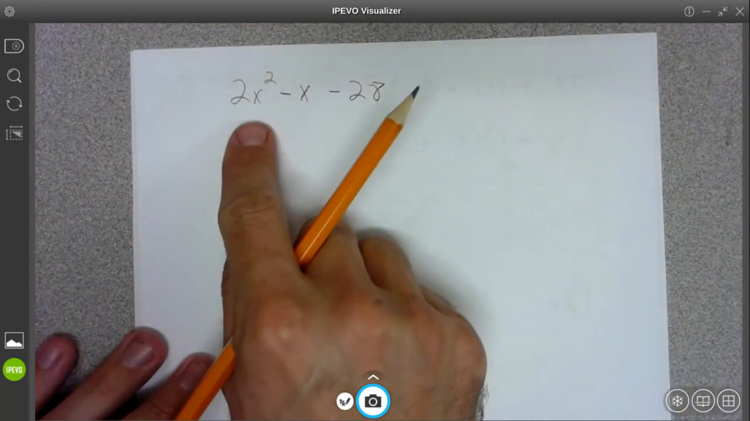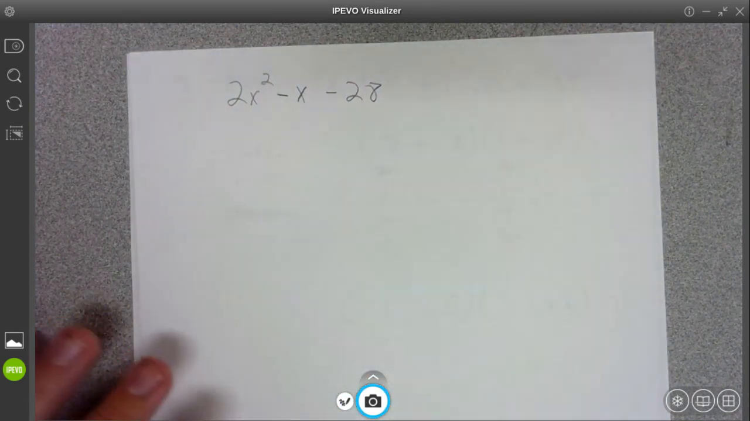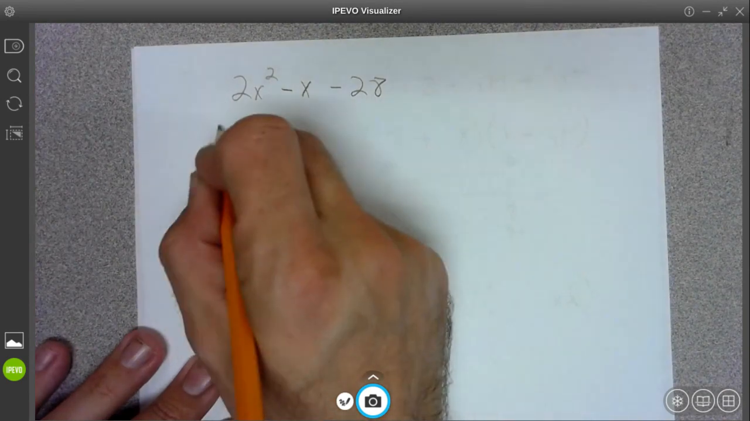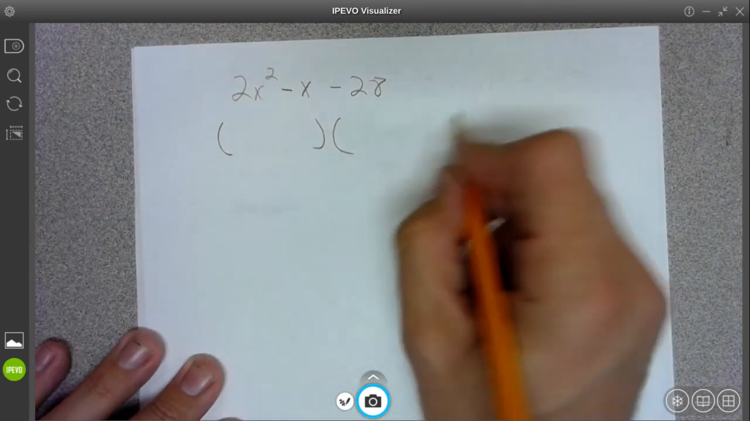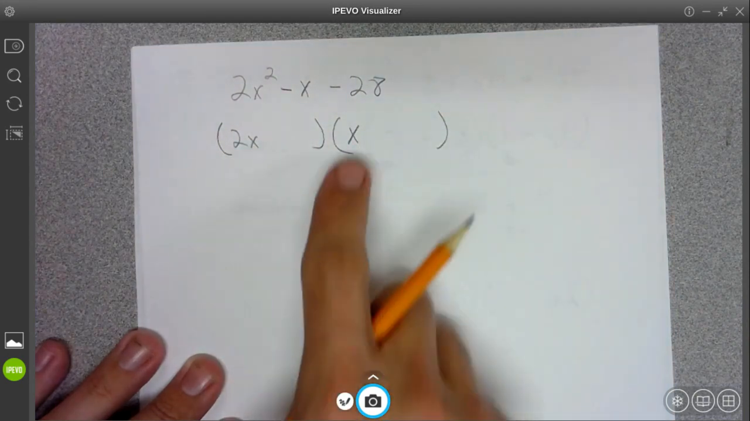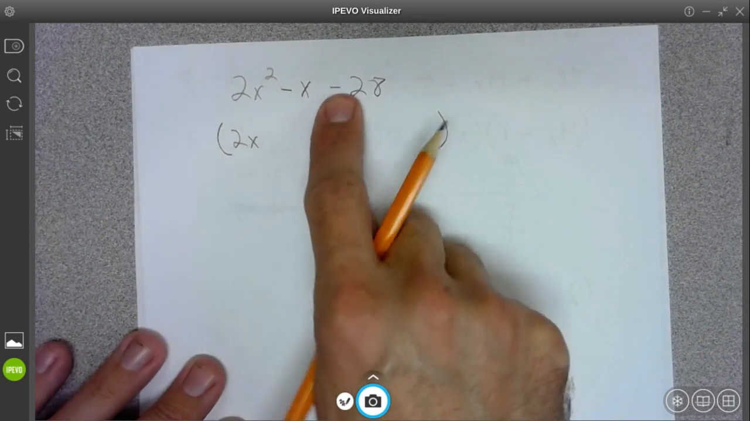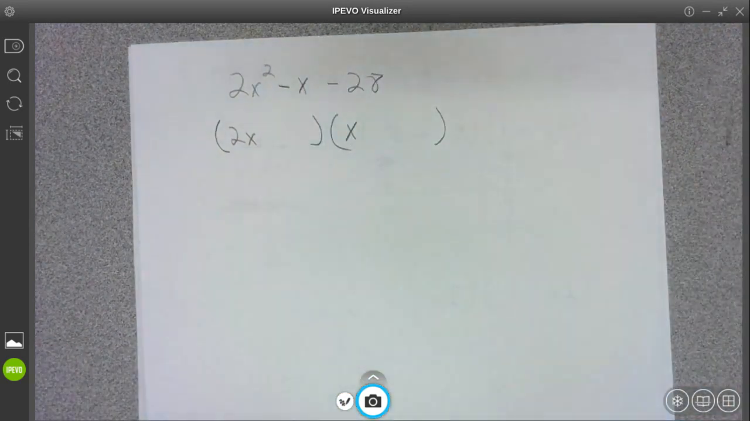Okay, check real quick for a GCF. It's a 1 in the middle, so no GCF to factor here. All right, we're going to have a 2x and an x. That's the only way to get 2x squared. We're going to have different signs, because it's a negative there.